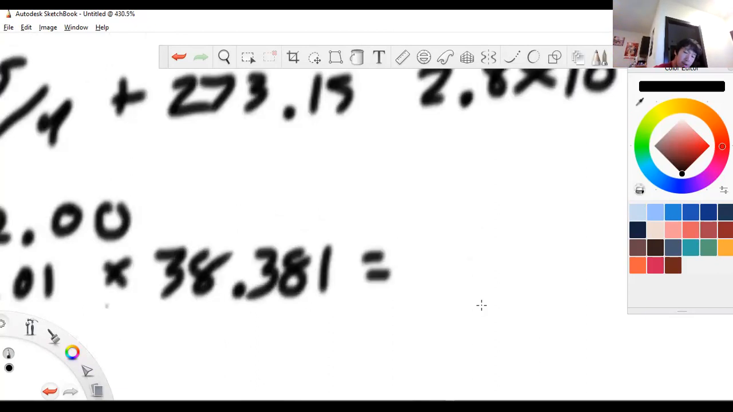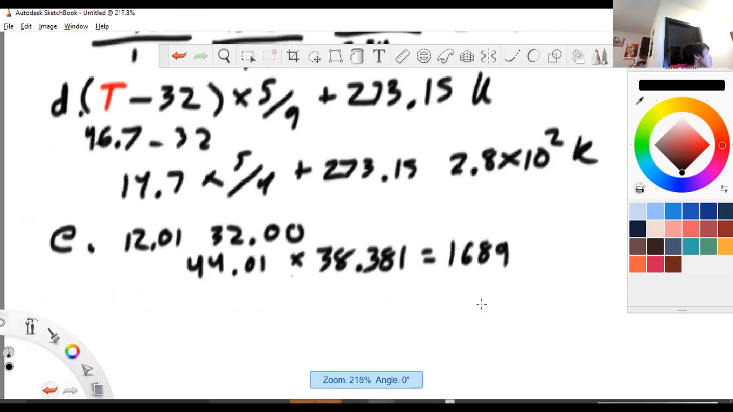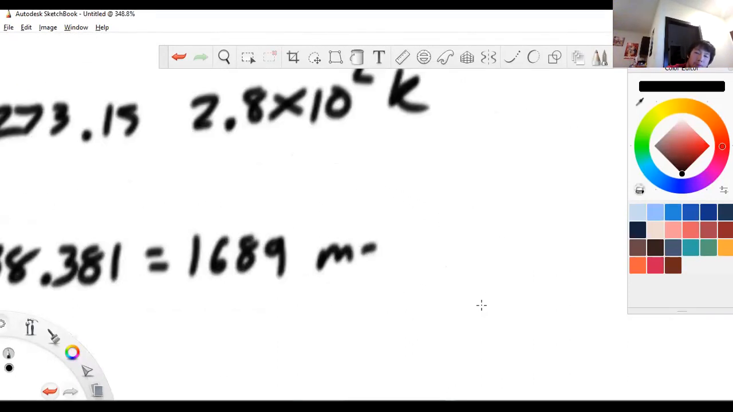This is going to come out to be 1689 moles.